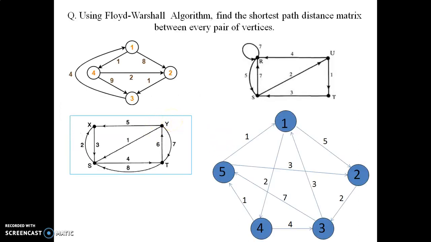So these are some examples for homework. You can try this at home. Try to solve and get the shortest path matrix using Warshall's algorithm.